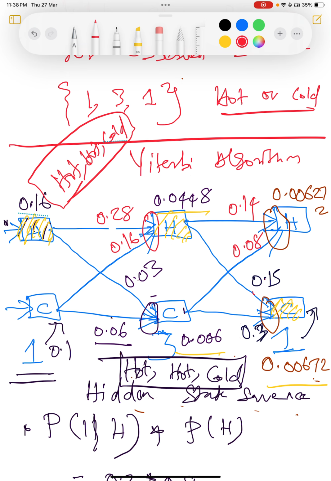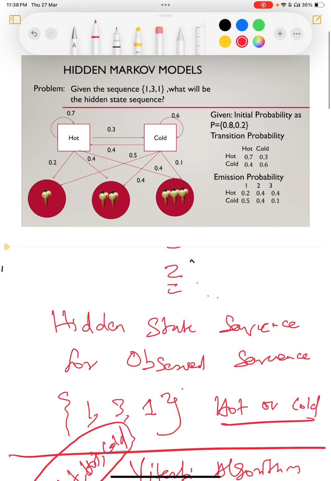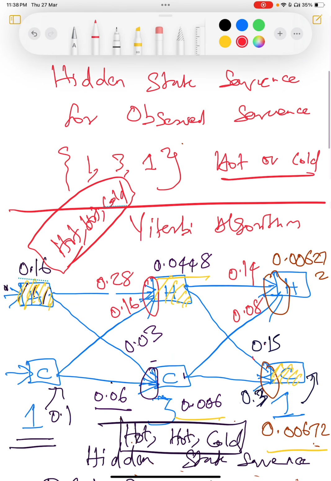So now we have found the hidden state sequence for observed sequence 131 using the Viterbi algorithm. Thank you.